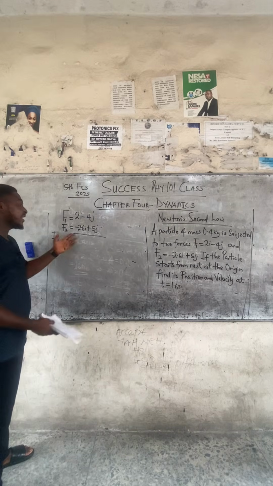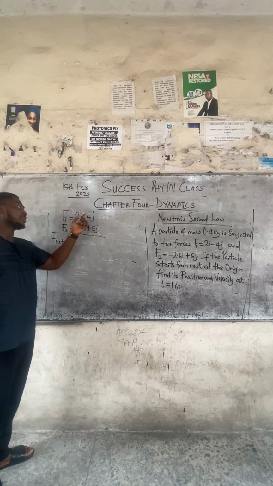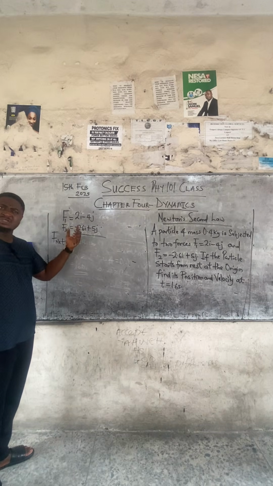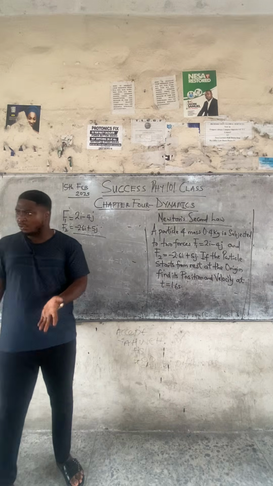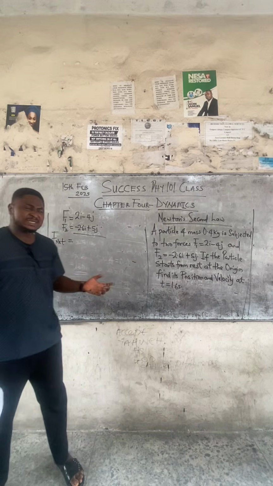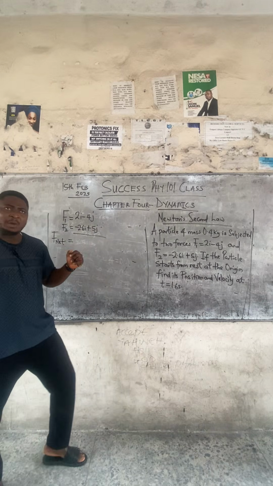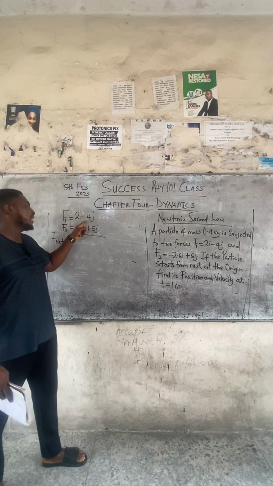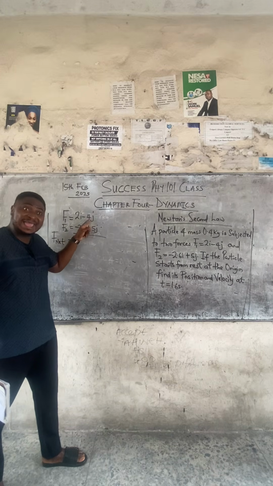Someone must have learned vectors so you can even attempt this question, because you have to add up these two forces. And class, is it wrong to represent force in vector form? It's not wrong, because force is actually a vector quantity, so it can be expressed in the form of i and j components. F1 means that the force acted 2 Newton in the x-axis and 4 Newton in the negative y.